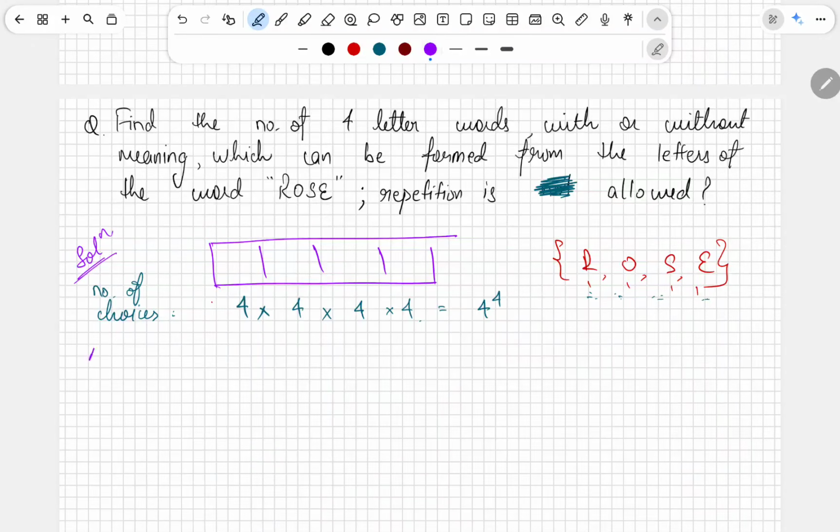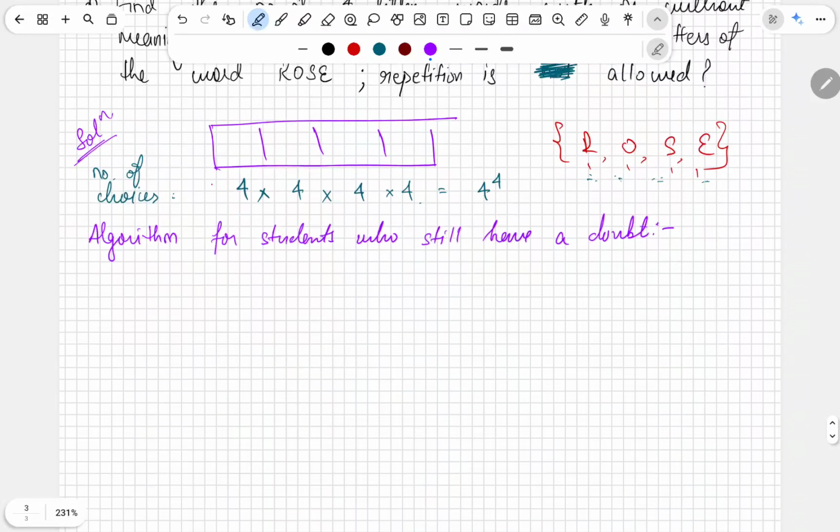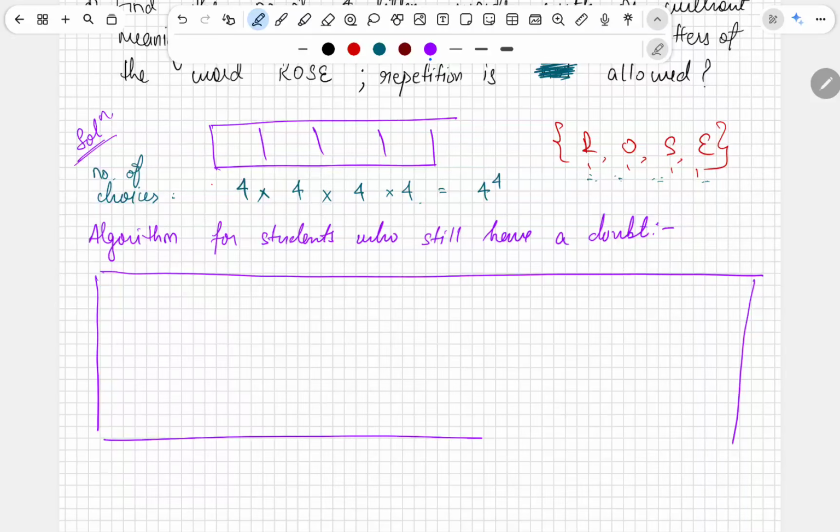Otherwise, I'll create an algorithm for what just happened. This algorithm is for students who still have a doubt. Now I will have to make you visualize what is happening in this question.